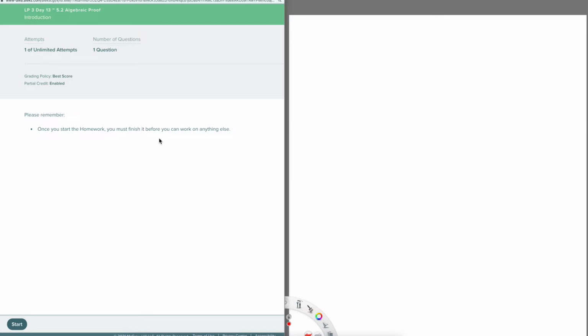All right, welcome to Chapter 5, Section 2, called Algebraic Proofs. This is for IM2, or Integrated Math 2. The first thing you'll see on your page is the due date here. I just don't see it on my teacher preview, but it is on the student page.